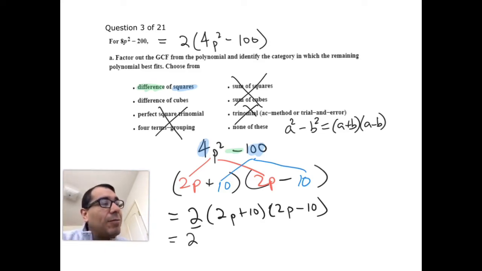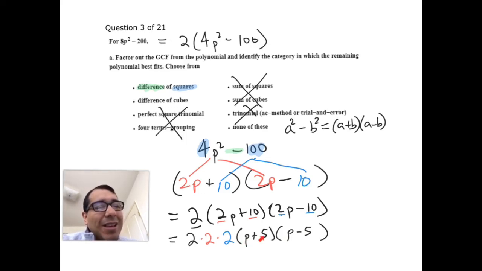So this was that 2. I'm going to factor out a 2 from here, so that gives me another 2. And then I'm going to factor out a 2 from here, which is another 2. And remember, whenever you're factoring something out, ultimately you're just dividing by what you factored out. So when I divide these by 2, we're left with p plus 5. And if I divide these by 2, we're left with p minus 5. And now these have nothing in common.